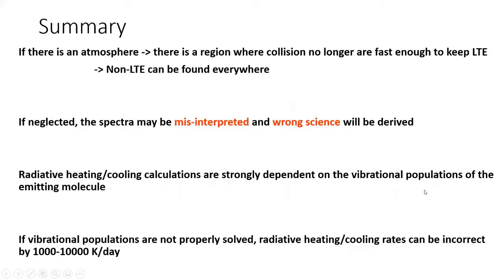So in summary, if there is an atmosphere, there's a region where collisions are no longer fast enough to keep LTE, and non-LTE can be found anywhere. If neglected, the spectrum may be misinterpreted and wrong science is likely to be derived. Radiative heating and cooling calculations are strongly dependent on the vibrational populations of the emitting molecule, and if the vibrational populations are not properly solved, radiative heating and cooling rates can be incorrect by on the order of thousands to tens of thousands of Kelvin per day.